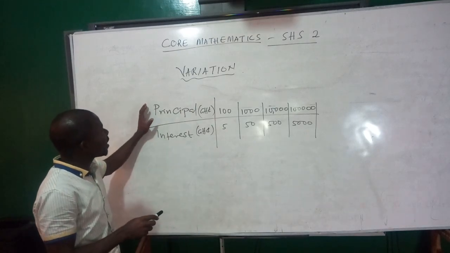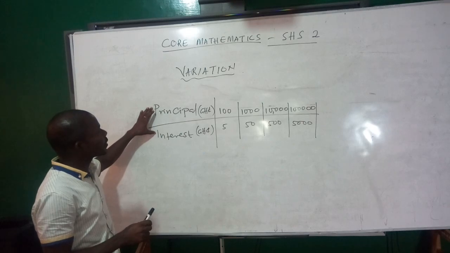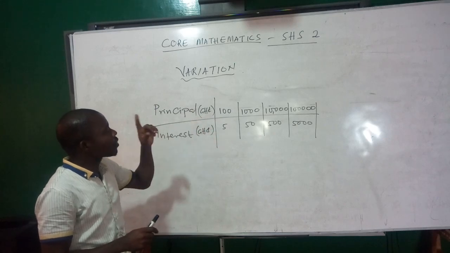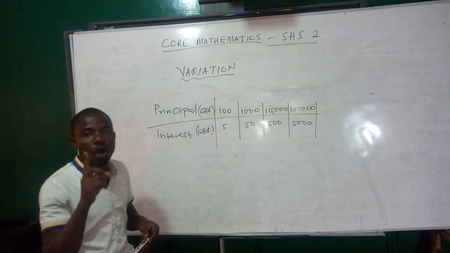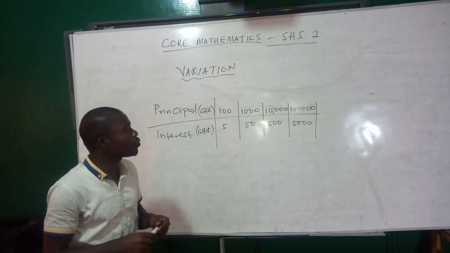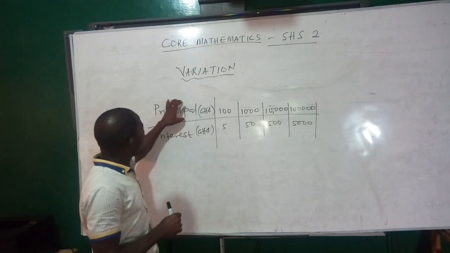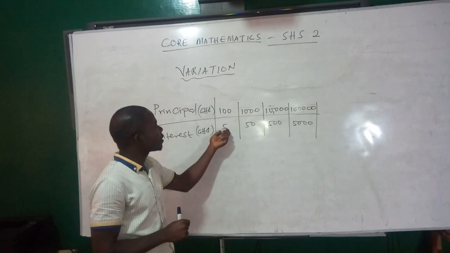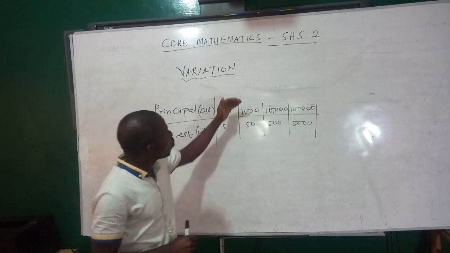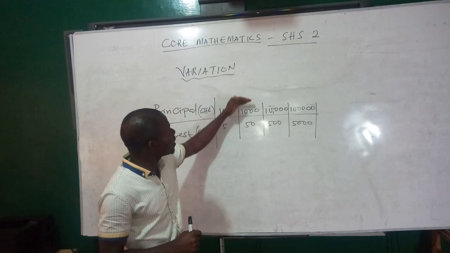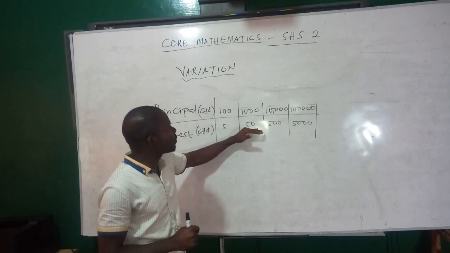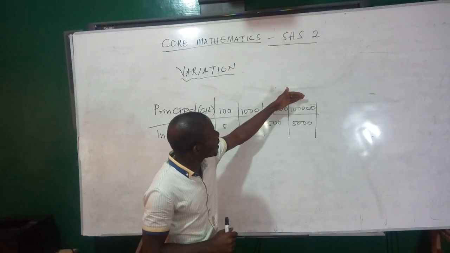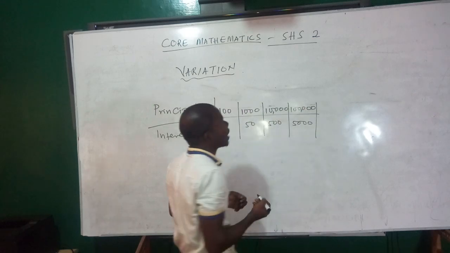This table we have here is a simple interest calculated on some principals for a period of 1 year at the rate of 5% per annum. Whenever the principal is 100 cedis, the interest will be 5 cedis. When the principal is 1,000 cedis, we are going to get an interest of 50 cedis. For 10,000 we are getting 500, and then for 100,000 we have 5,000.